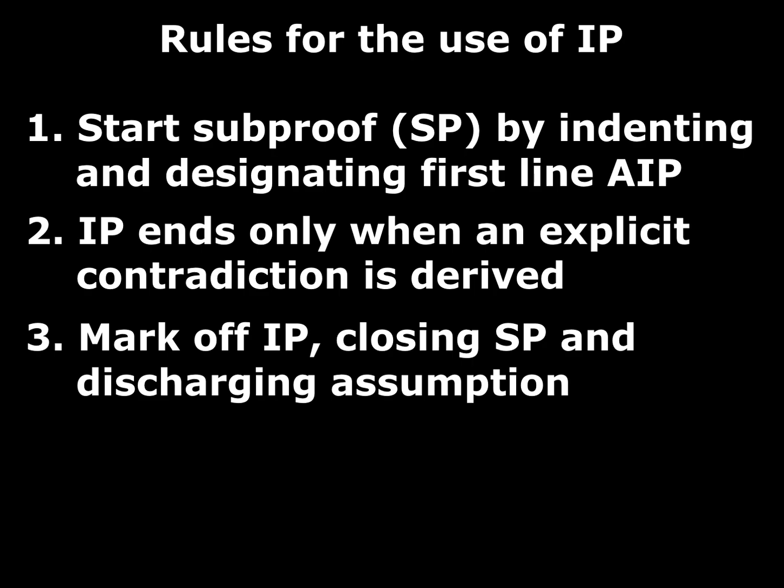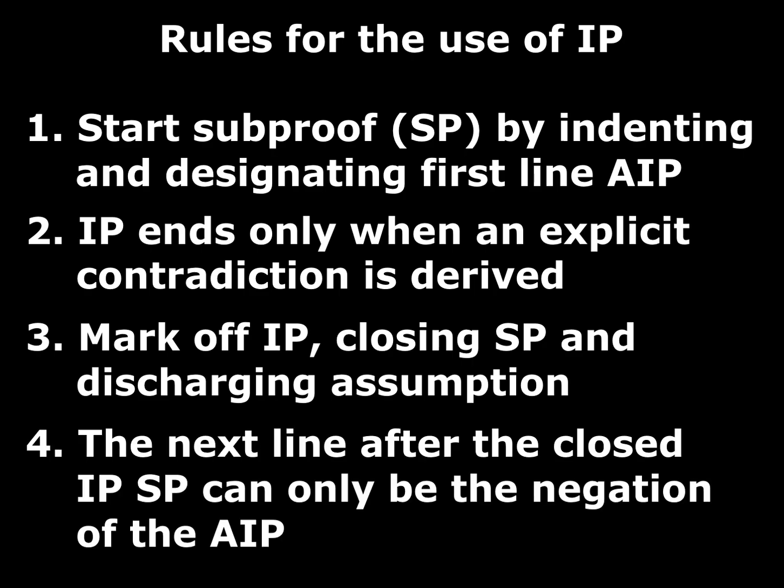Once you've done that, you mark off your indirect proof. You draw the line from the bottom of the explicit contradiction back up to your arrow, which is sometimes called closing the subproof, sometimes called discharging your assumption. The next line, after you've closed the subproof, can only be the negation of your AIP. That's it. And that's good. That's what you wanted. You made the AIP that you did because you wanted the negation of it.